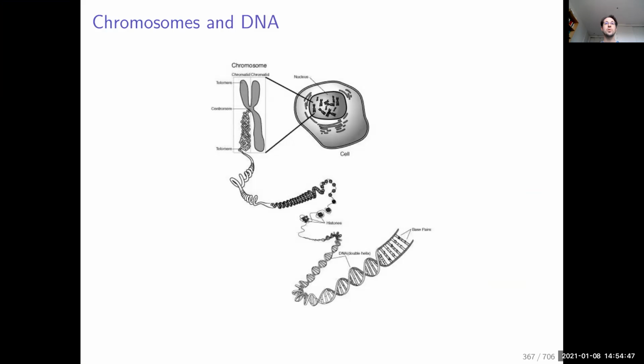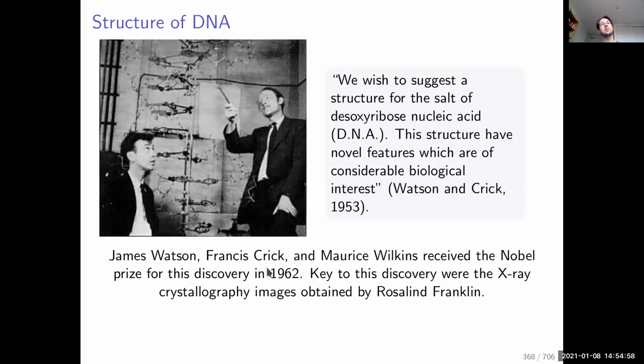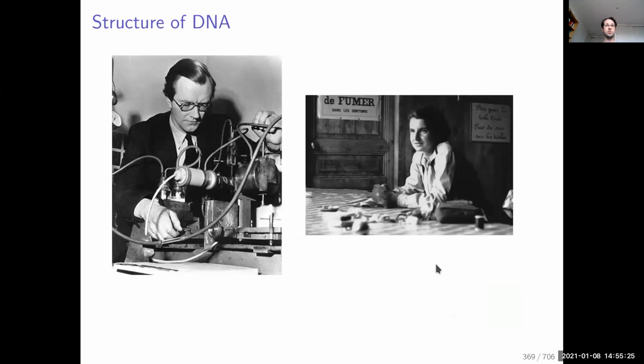Okay. What else? Here is simply a picture that shows you the structure, the famous double helix structure of the DNA, which also appears in this famous picture by Watson and Crick, who received, like I said, the Nobel Prize for this discovery in 1962. Even so, the real key to this discovery were the X-ray crystallography images obtained by Rosalind Franklin, who was simply forgotten in some way by the Nobel Prize Committee. And here, to give credit to Rosalind Franklin, is a picture of her.